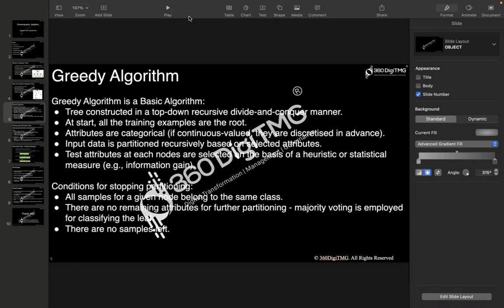Here are some conditions for stopping the partitioning. All samples for a given node belong to the same class. There are no remaining attributes for further partitioning, so majority voting is employed for the classification of the leaf. Or there are no samples left.